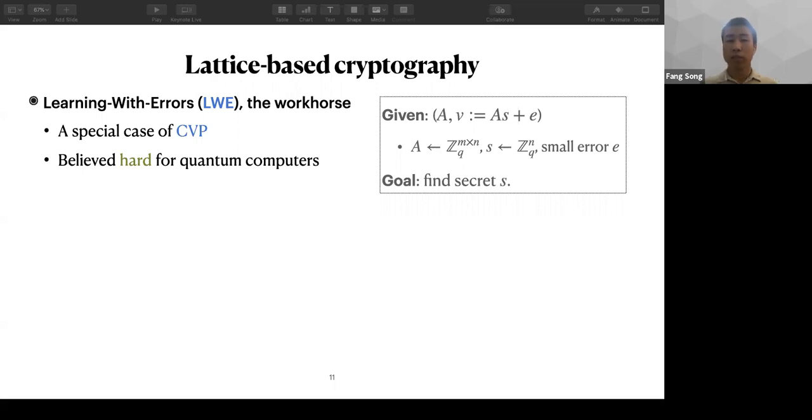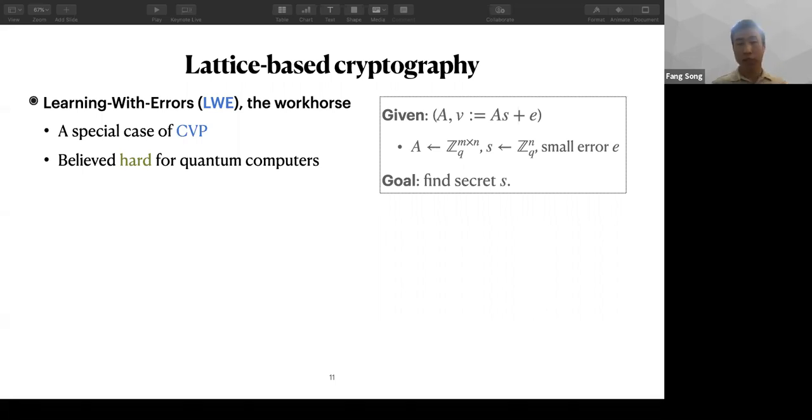So what this problem is about is, we're given a matrix A. Okay, so it's a random matrix, and the elements come from Z mod Q, and then we also sample a secret vector S together with a small error vector E, and we compute A times S plus E, which gives us the vector V. So once we are given A and V, we need to find the secret S.